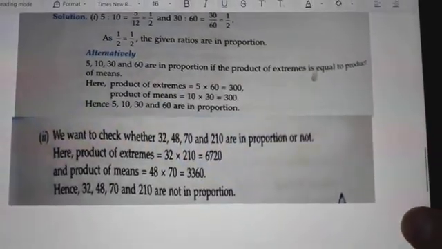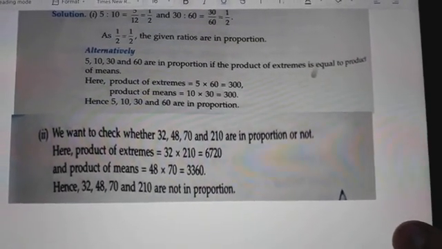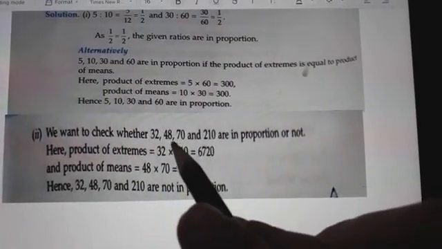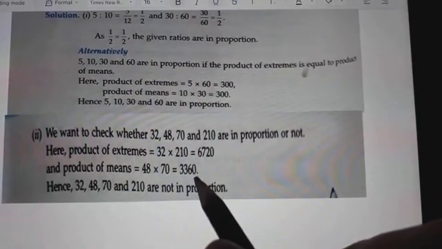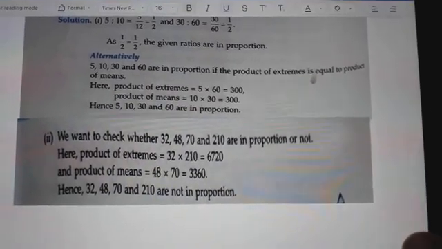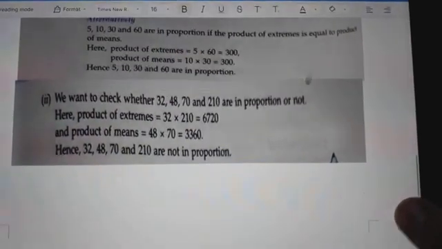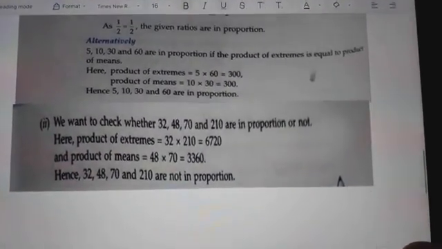Now we want to check whether 32, 48, 70 and 209 are in proportion or not. We multiply the extremes, which gives 6720. We multiply the means and we get 3360. Hence they are not in proportion. So we can say that these four quantities are not in proportion. These are the examples.